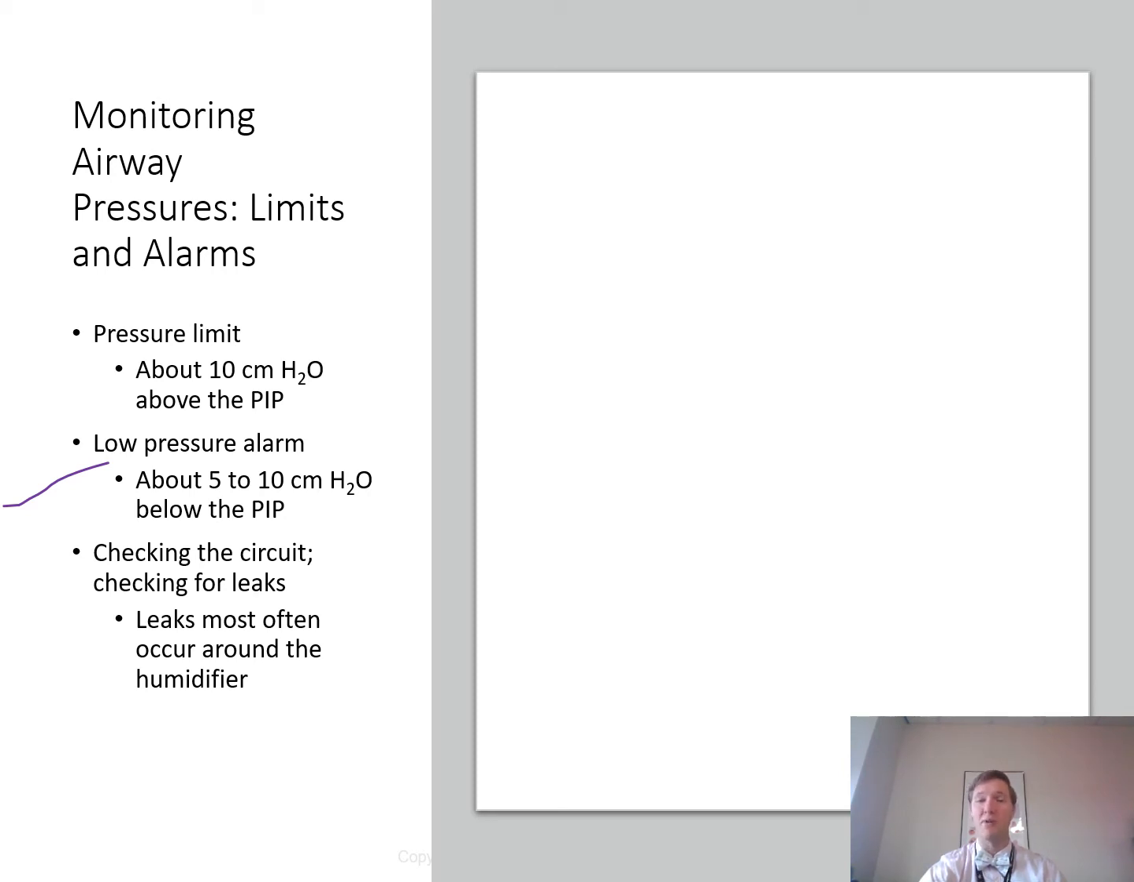The patient's being robbed of minute ventilation, robbed of tidal volume, robbed of pressures. So that could be a very serious situation very quickly. The most common cause of a leak is a disconnect from the ventilator, which can usually be seen pretty quickly. Remember, you always start at the patient, work your way back.